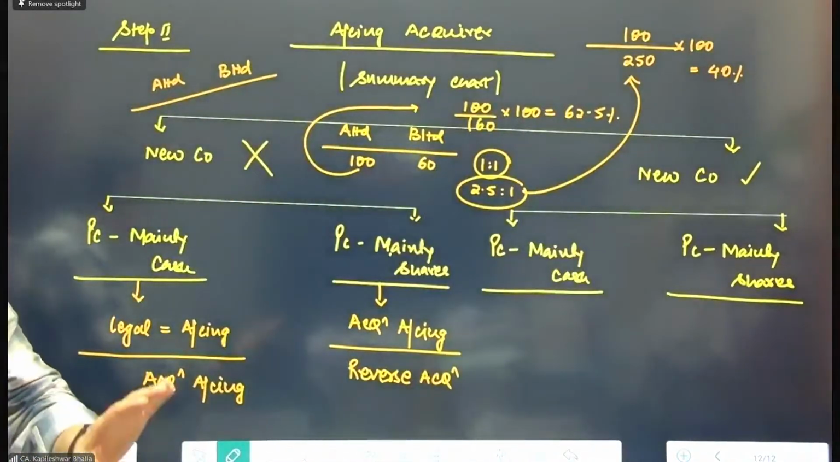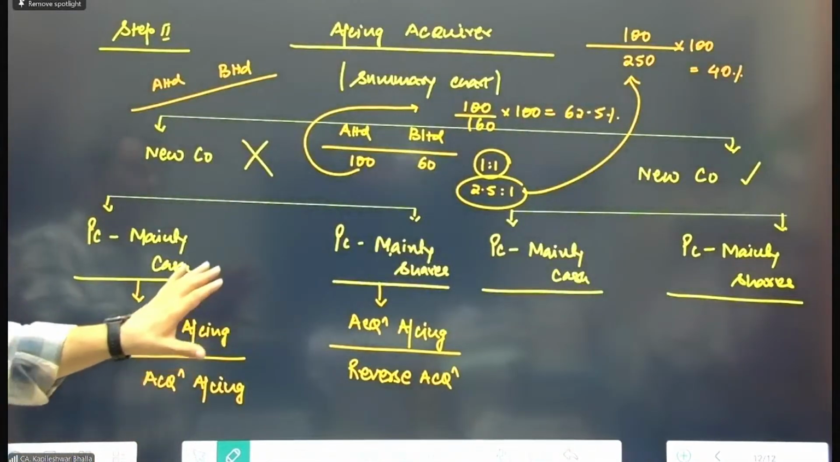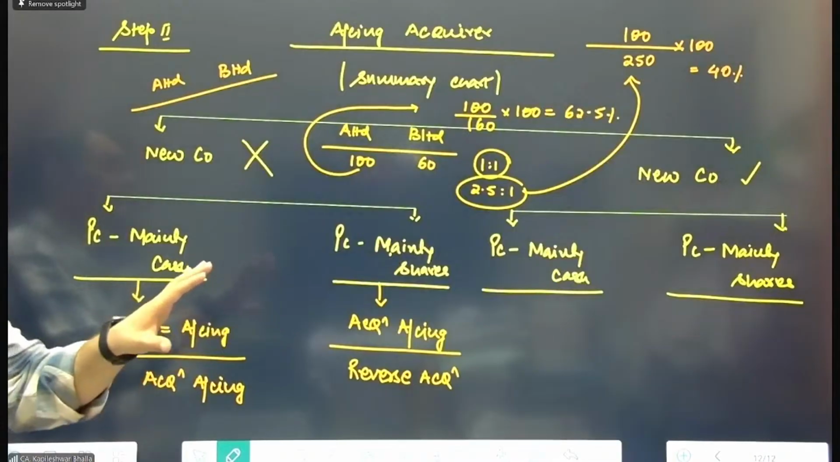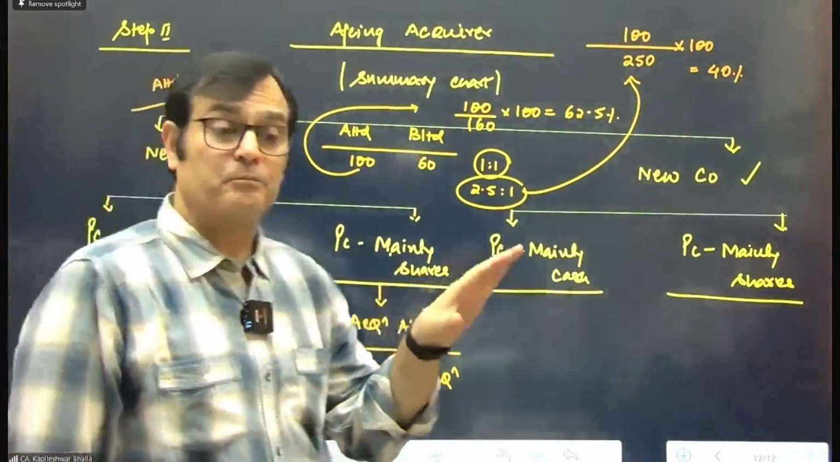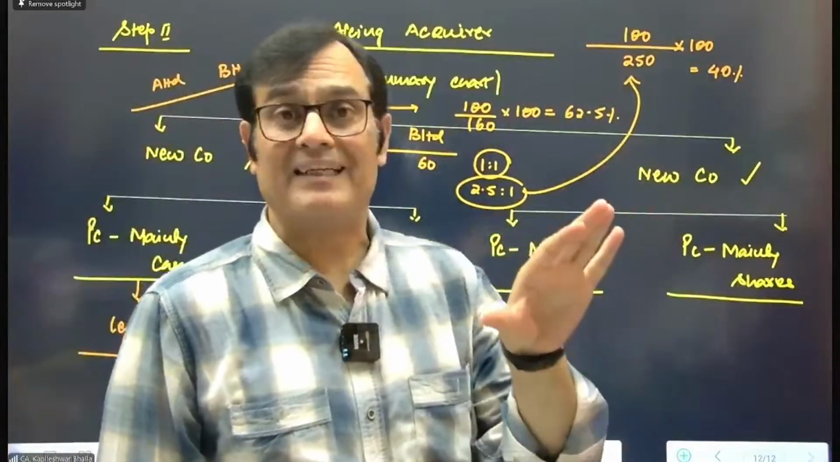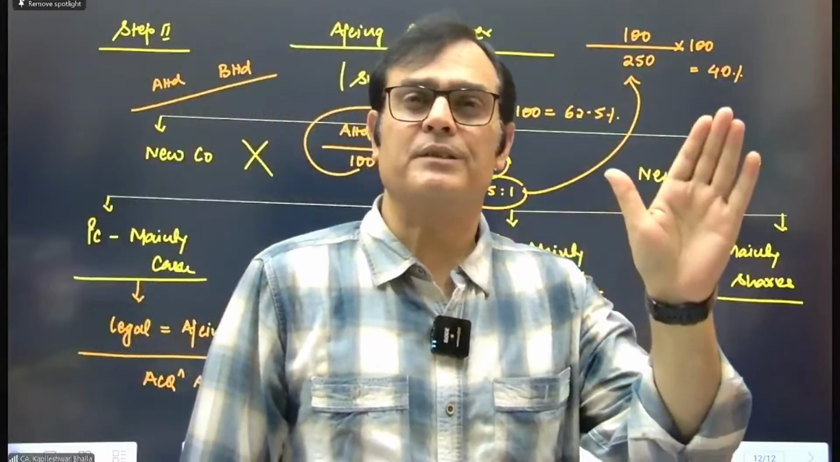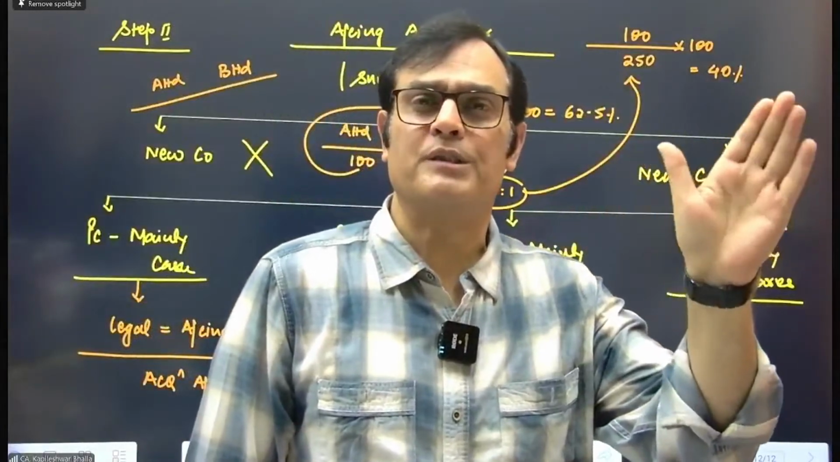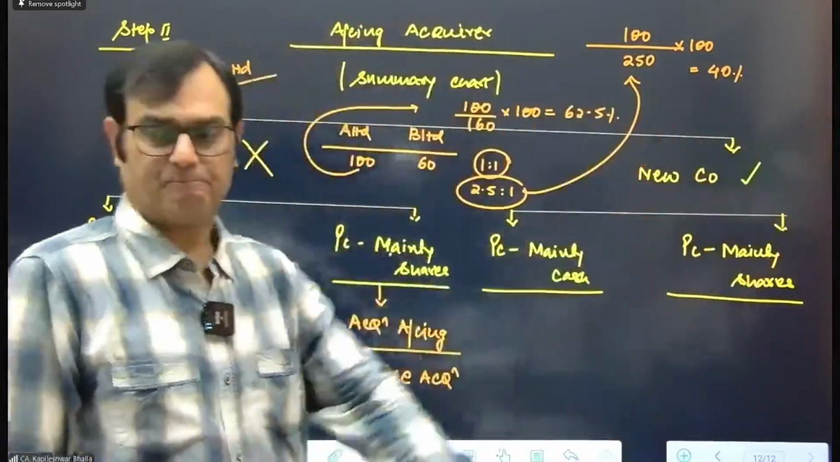Right? I hope you got the picture very clear on that. That if the consideration is shares, the comparison of the pre and post business combination percentages will tell me whether it is a case of acquisition or a reverse acquisition. Correct?